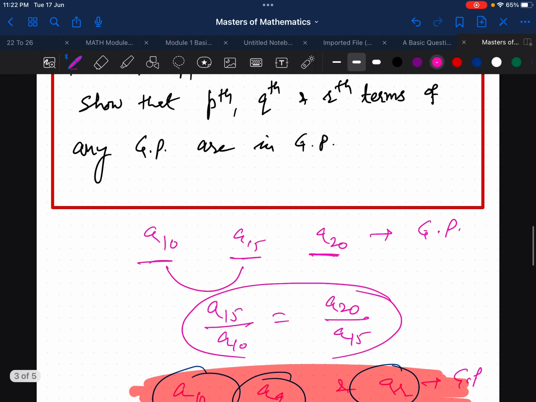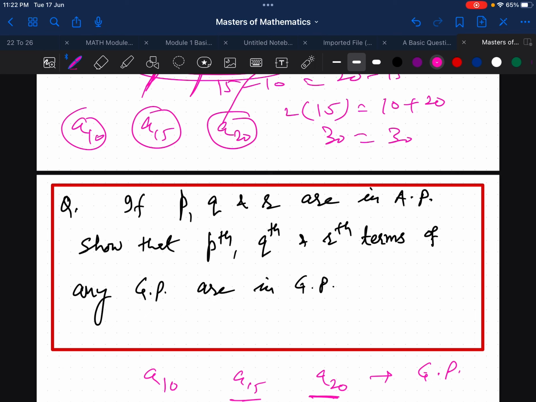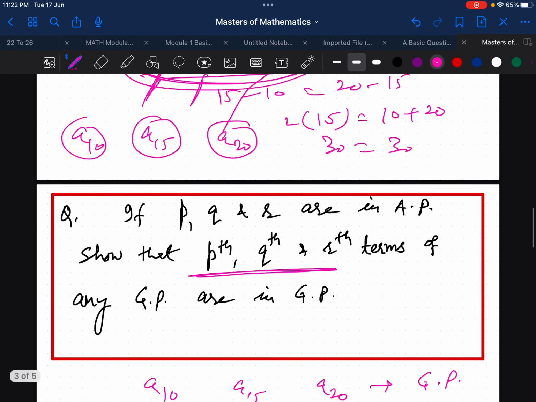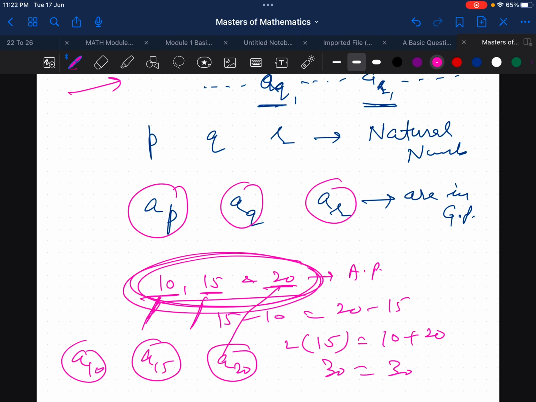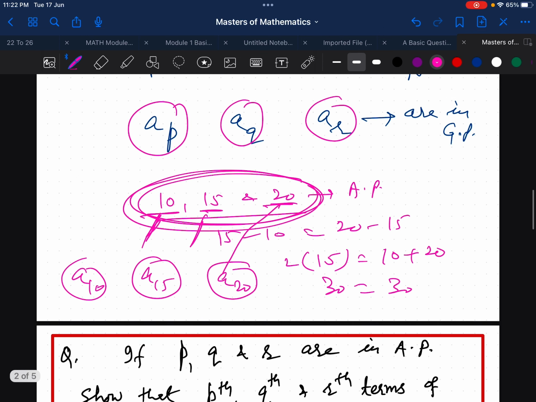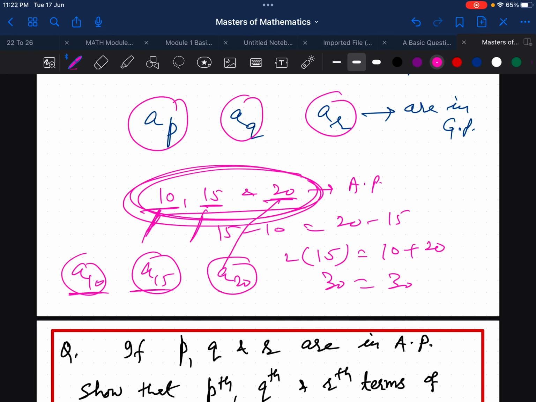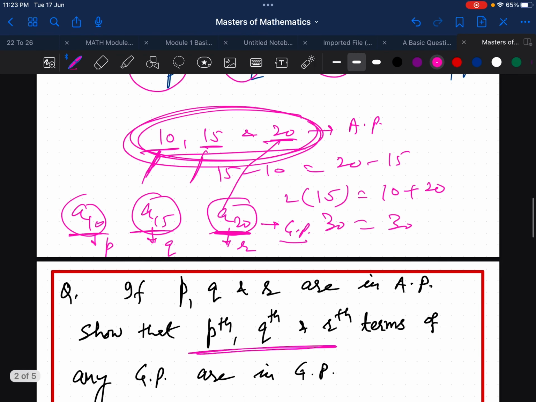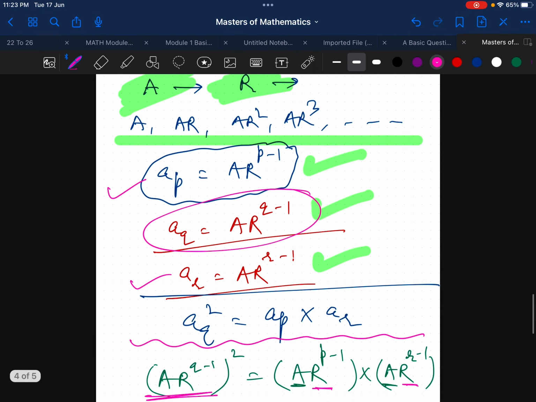So this was an easy question, a little bit basic, conceptual question. The language was a little bit tricky, so I explained it by examples like 5, 10, 15, 20. So we can understand that A10, A15 and A20 are in GP like this. In place of 10, P was given to us, in place of 15, Q is given to us, and in place of 20, R is given to us. So P, Q and R have to be positive integers. I hope the question is understood by everyone.